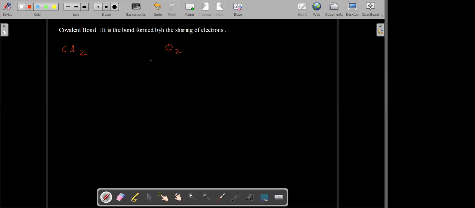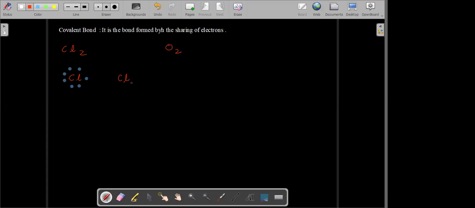Since every chlorine has 7 electrons in its outermost shell, this chlorine will have 7 electrons in the outermost shell. And chlorine is also a highly electronegative element, so it's not possible for this chlorine to transfer the electron to the other chlorine. The structure which I have made here is also called an electron dot structure, where the electrons are represented by dots.